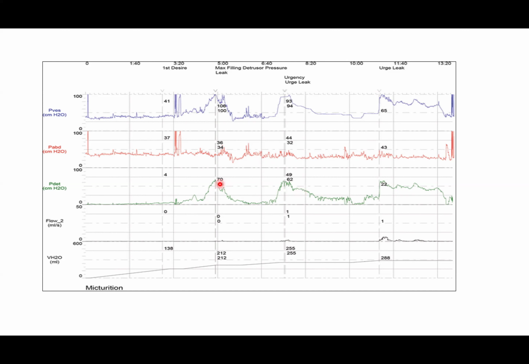Because when we say detrusor overactivity, that is the urodynamic study explanation. When urodynamics is not done, then we say overactive bladder. But when urodynamics is done, then that is the urodynamic diagnosis. So detrusor overactivity plus leak is urge incontinence. Good.